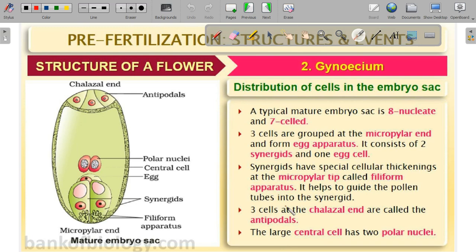Three cells are there at the chalazal end. In that, we have the antipodals. And apart from that, there is one large central cell, including the two polar nuclei.